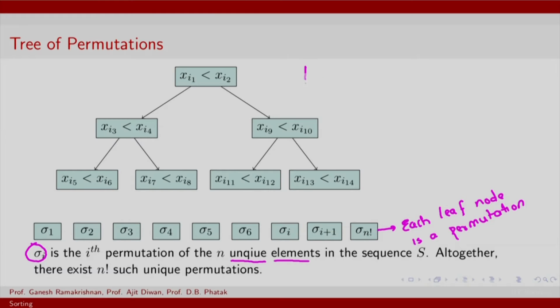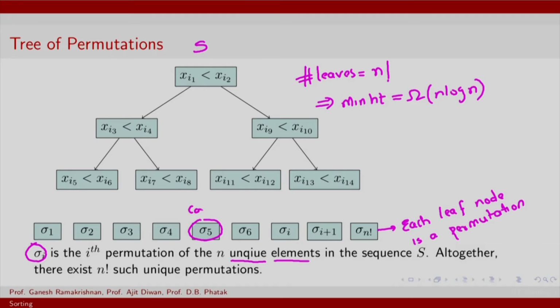As we discussed, the number of leaves is n factorial, and this implies that the minimum height of such a tree is omega of n log n. Right. So what we are saying is, for any algorithm that needs to make these comparisons and reach one of the permutations for a given sequence S, to reach from S to the correct permutation, let us say this is the correct permutation, the sorted permutation.